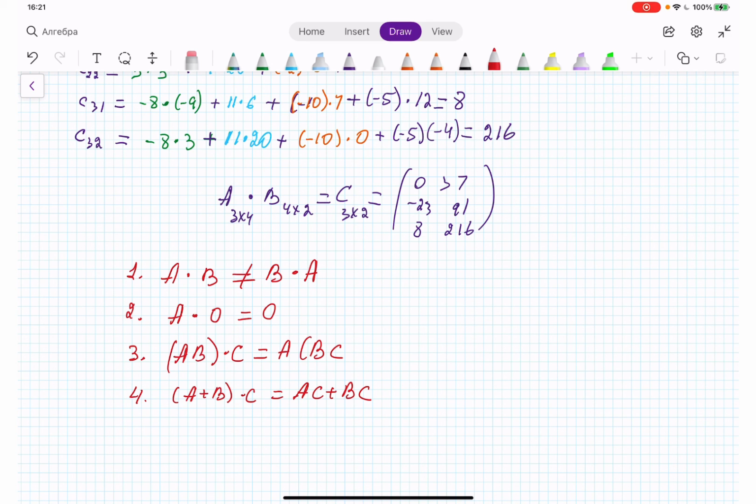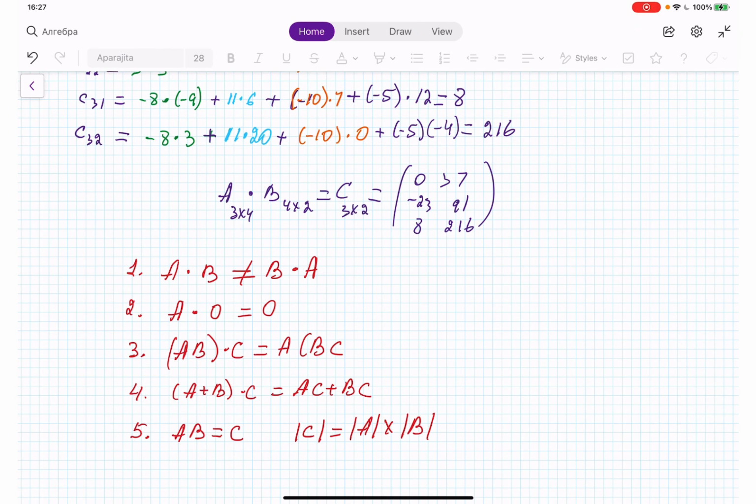Okay. The property number 5, the determinant of the product of two square matrices is equal to the product of their determinants, which means if A times B is equal to C and both A and B are square matrices, then the determinant of C is also equal to the determinant of A times the determinant of B.